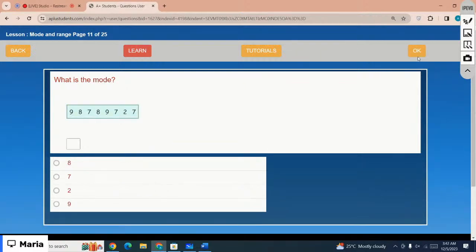What is the mode? Which is the correct option? The mode value is the one that appears the most of the time in the data. So which is the correct option? Yes, the mode of this given data is 7. So the correct option is 7, right?